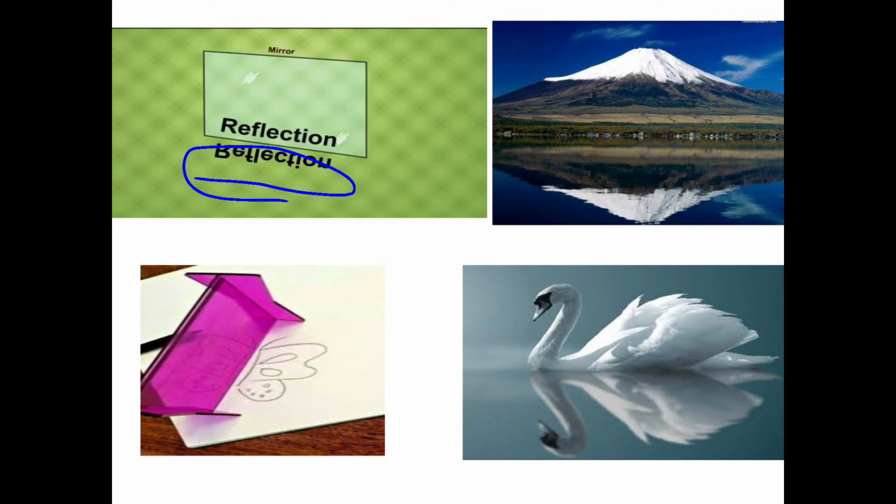Okay, and see here, this is a mountain. So this is also a reflection, the reflection of the mountain on the water. And see here, this is half of a butterfly. We have to draw the other half, but without drawing we can keep a mirror and observe the remaining half of the butterfly. So this is a mirror image.